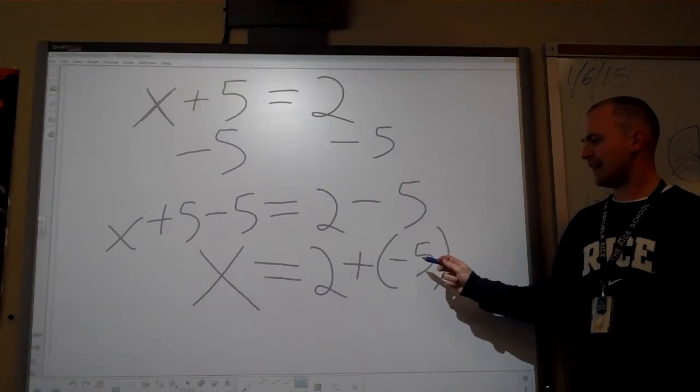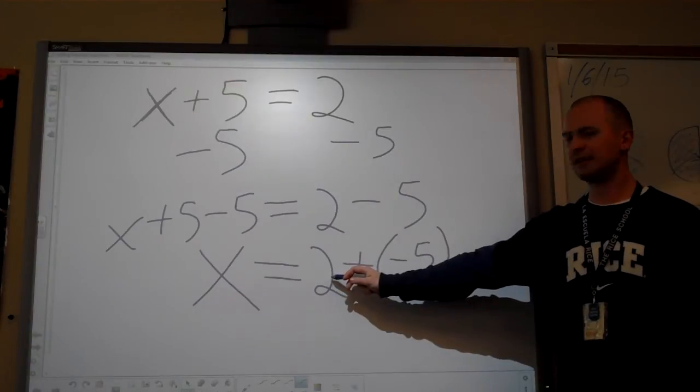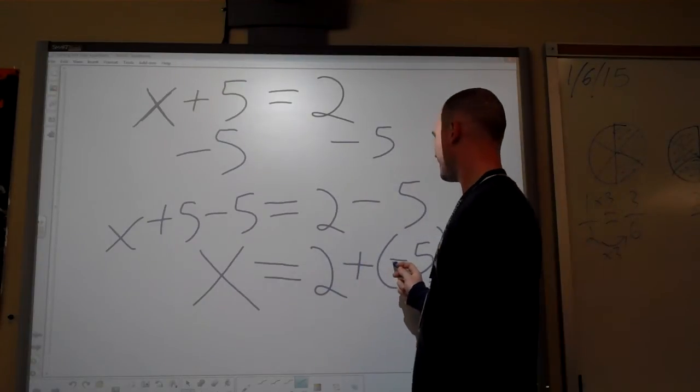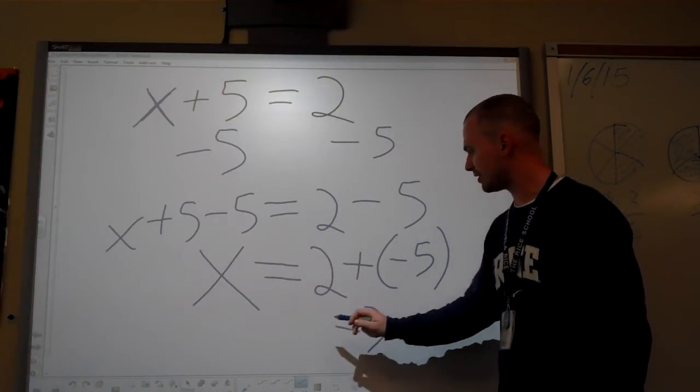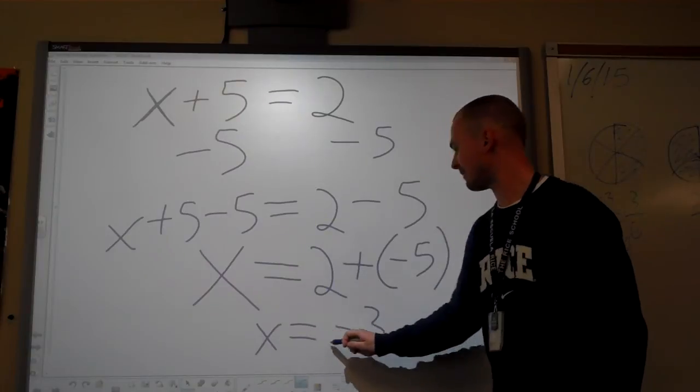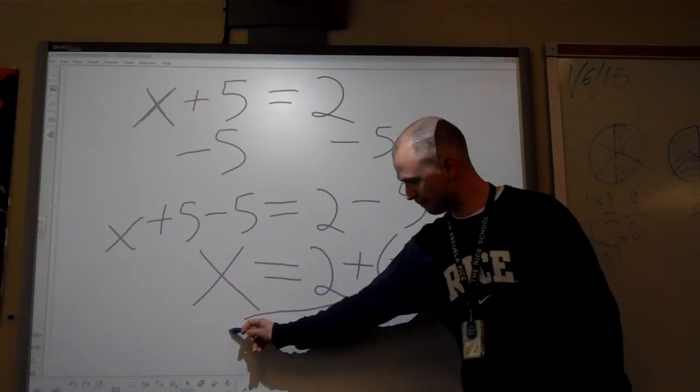2 plus negative 5. If you have $2, you got paid $2, you get a bill for $5, you now owe 3. So x equals negative 3.